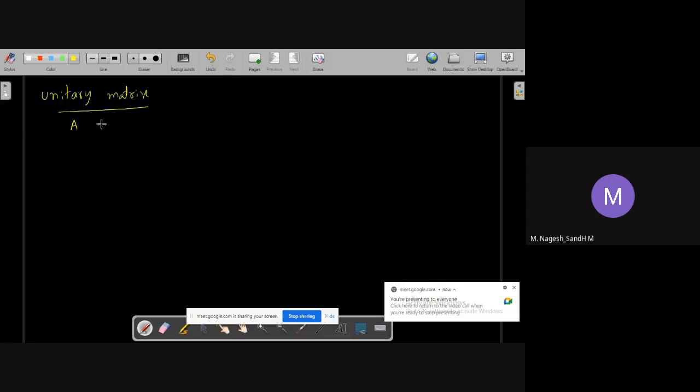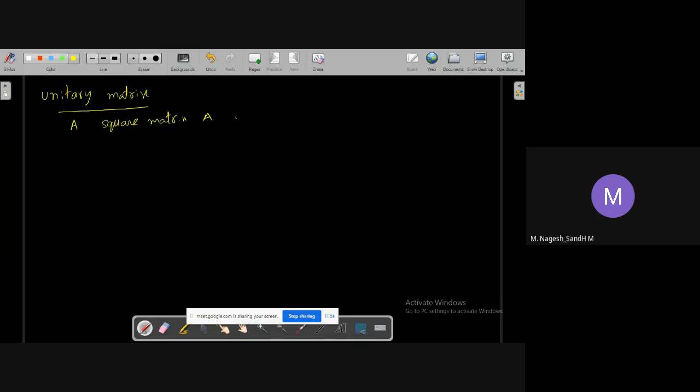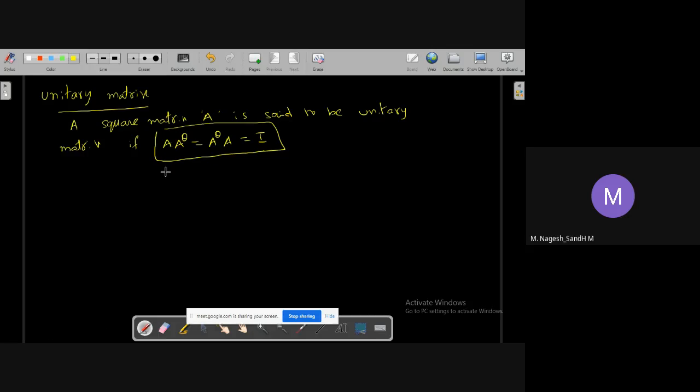A square matrix, capital A, is said to be a unitary matrix if A into A power theta, A power theta into A, is equal to identity. If this definition is satisfied, then we call A a unitary matrix.